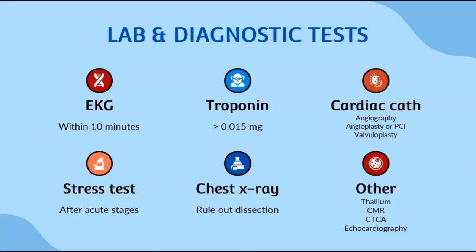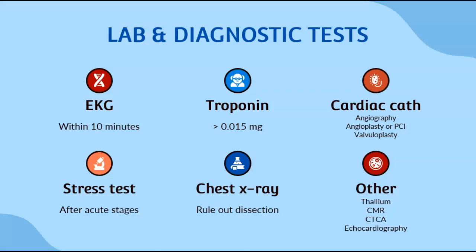A stress test can be done after the acute stages of an acute coronary syndrome to assess for EKG changes during exercise or to help identify who would benefit from invasive therapy such as a cardiac cath. Chest x-ray can be done to rule out aortic dissection, which can mimic signs and symptoms of an MI.